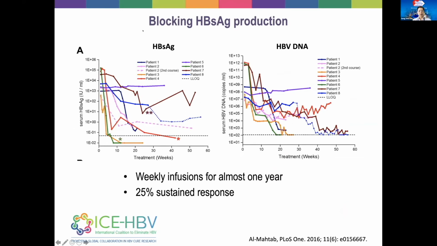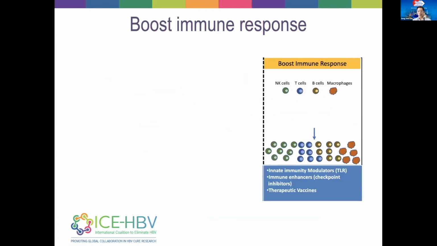Now, the second group of drugs in this category is blocking S antigen production. And this is called nucleic acid polymers. And you can see here in this drug that was given as a weekly infusion, 25% of patients had a sustained response. You can see here this dotted line is below the detection limit. So there's a few patients who actually achieved S antigen loss. And you can see in a similar way, there was a reduction in the production of the replicative pathway, the virus DNA.